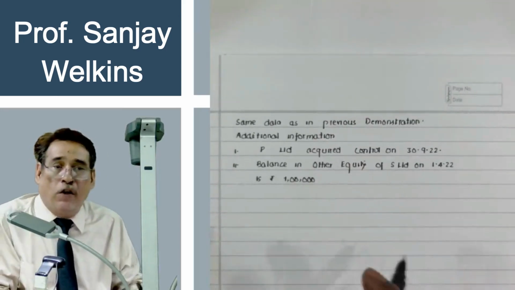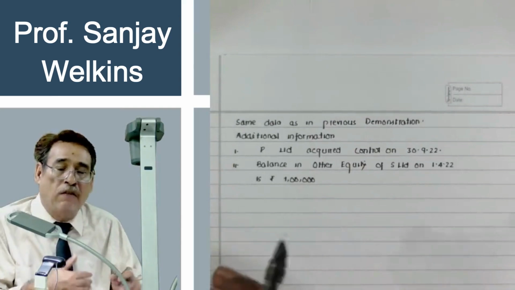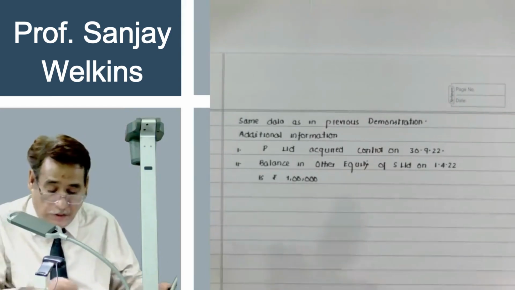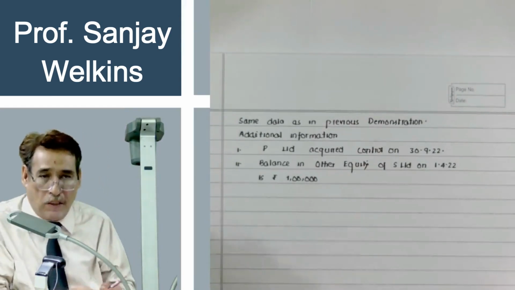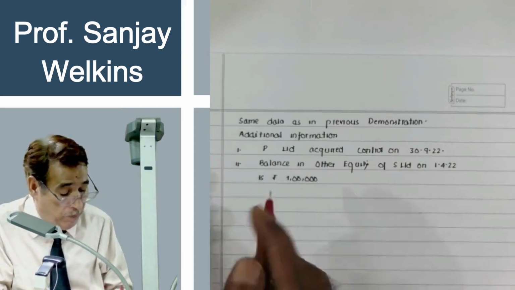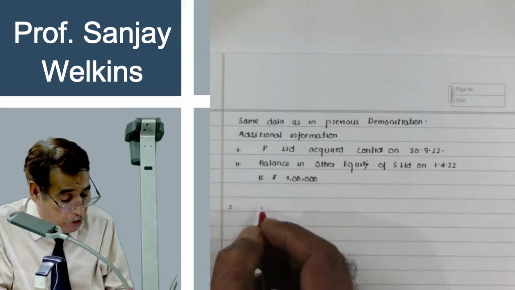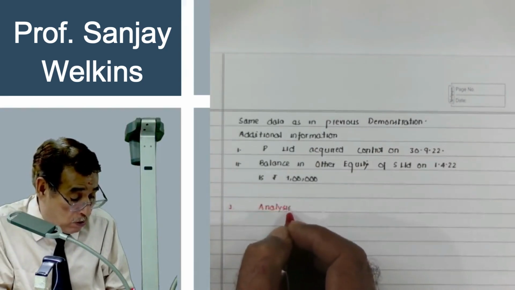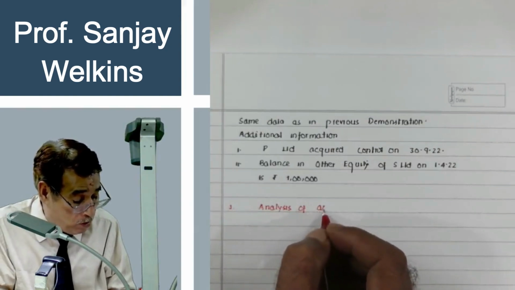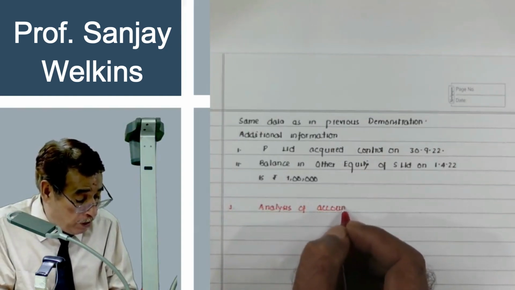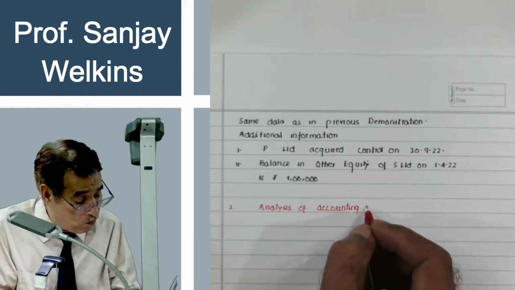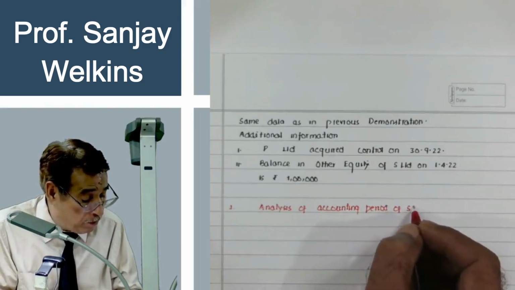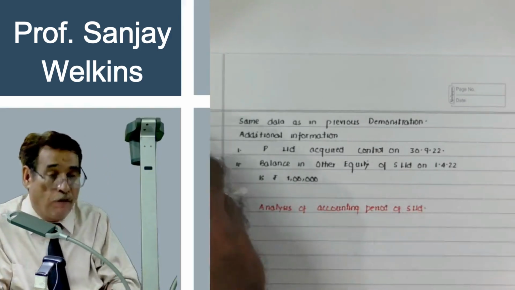So what happens when control is acquired not in the beginning of the year but somewhere midway in the accounting year? We will solve the entire question so that you understand all the steps once again very clearly. If you remember, our first step is analysis of accounting period. So that is exactly what I am going to do: analysis of accounting period of S Limited.